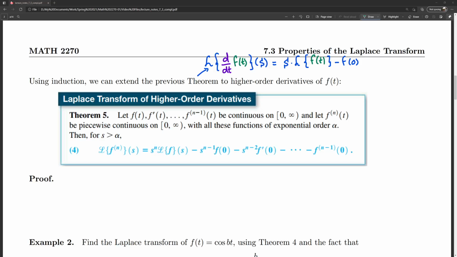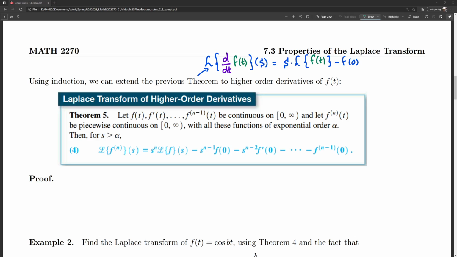Now, we can extend the previous theorem, the one that stated that the Laplace transform of the derivative of a function, so this is another way of writing f prime of t, is equal to s times L of f of t minus f of 0. We can extend that to higher order derivatives using induction, and we get the following theorem.